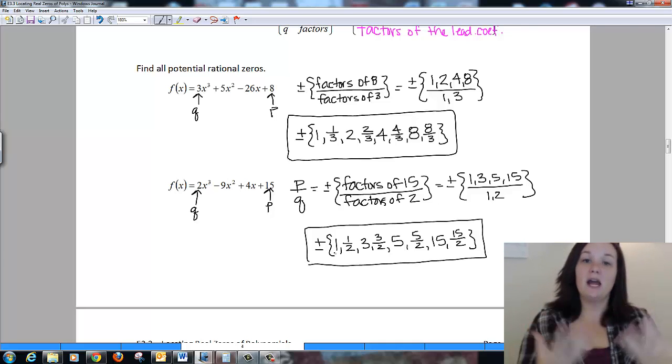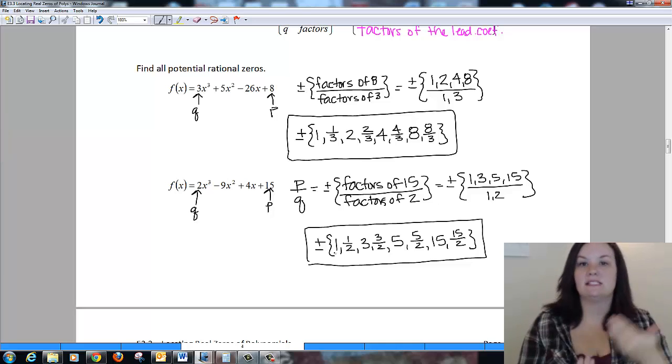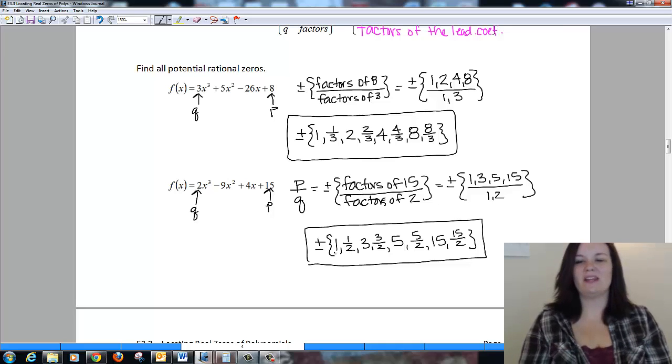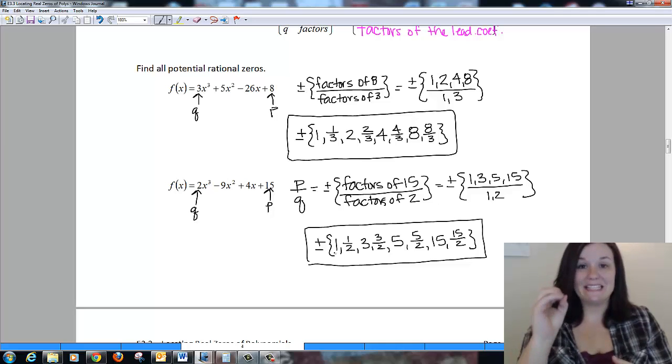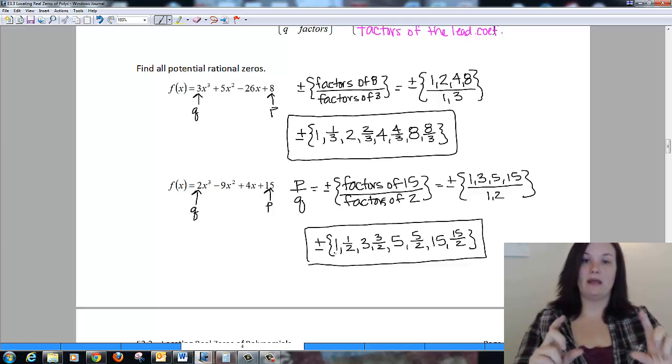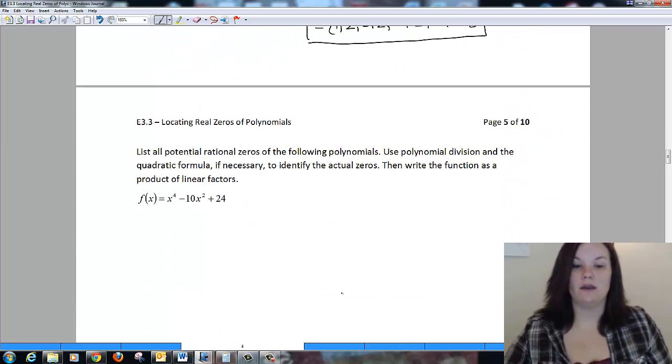Once we find our potential zeros, we're just going to start plugging them in using synthetic division. It doesn't matter which ones you pick. I try to pick the ones that I think would be easiest to do synthetic division with. But we just keep doing synthetic division until we get a zero remainder. Once we get a zero remainder, we know that that one is actually a zero of the function, and it's also a factor. So once we have one that works, then we can find the remaining factor and find the zeros from it. So that's what we're going to do here on the next page.